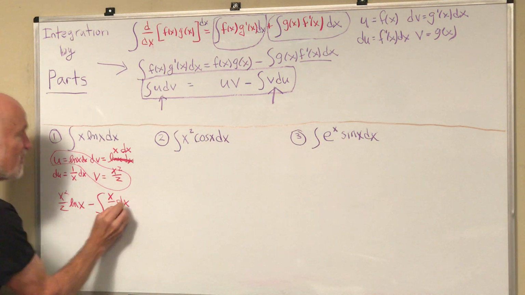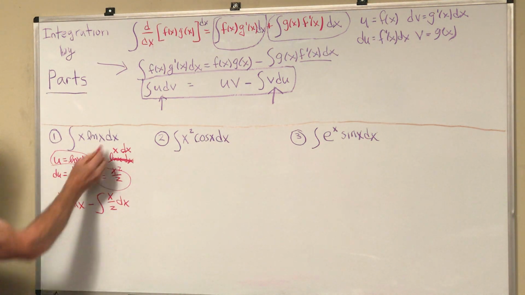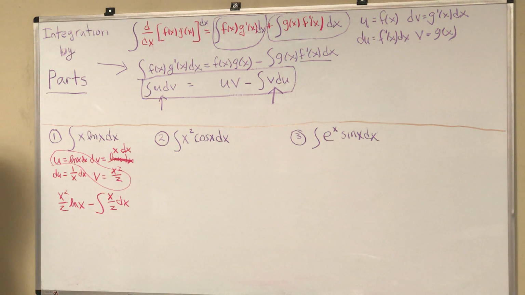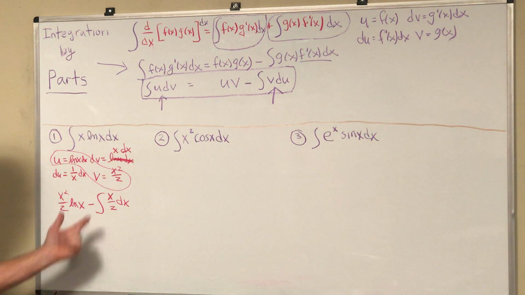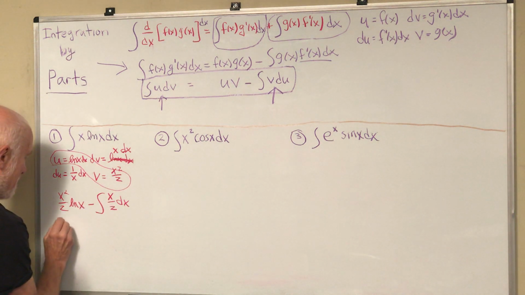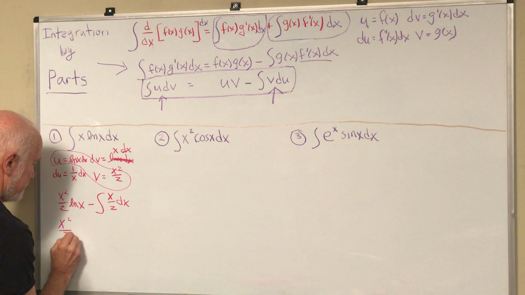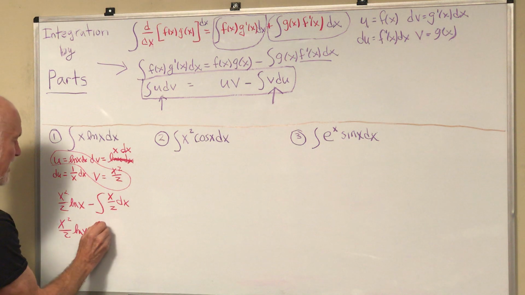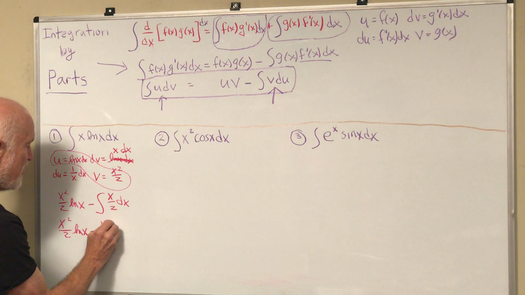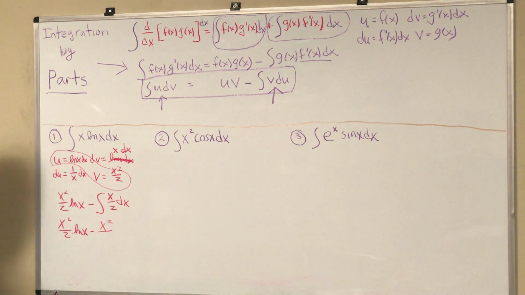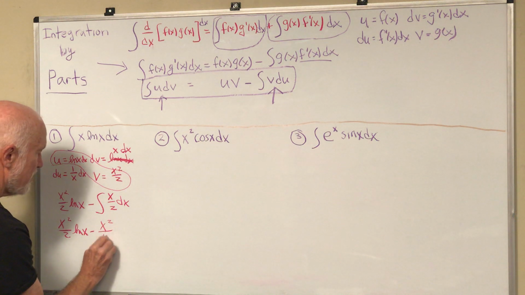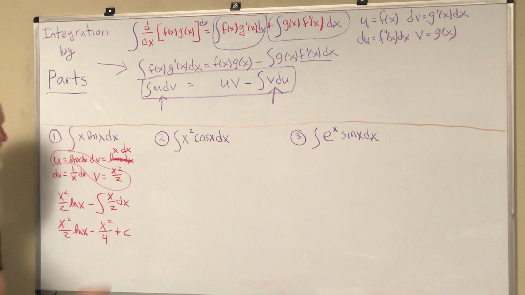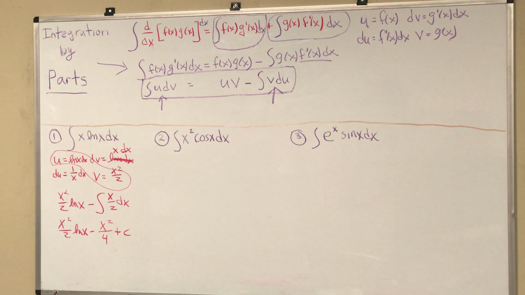So did we succeed? Is this integral easier to take than what we started? And I think the obvious answer is yes. So what is it? It's x squared over 4 plus c. And we're done.